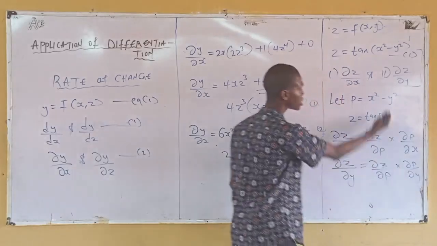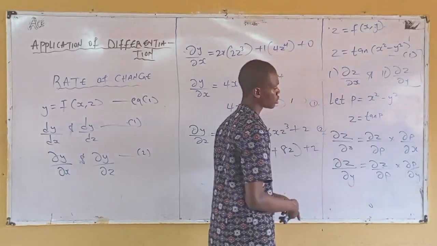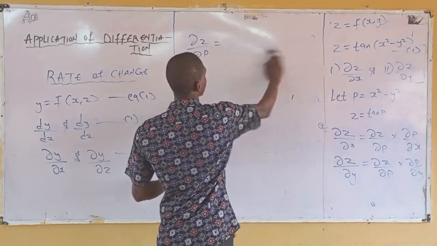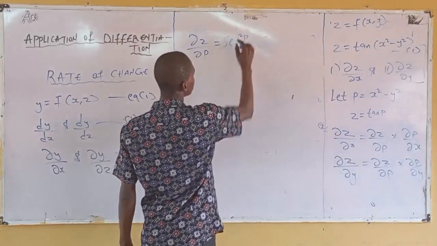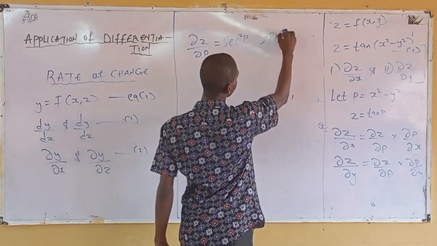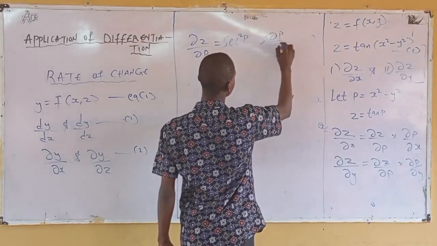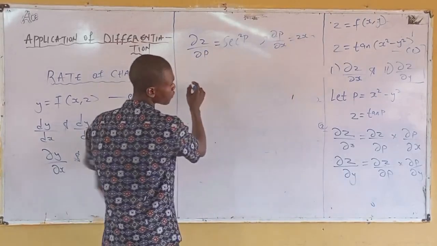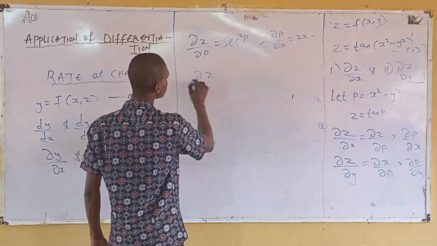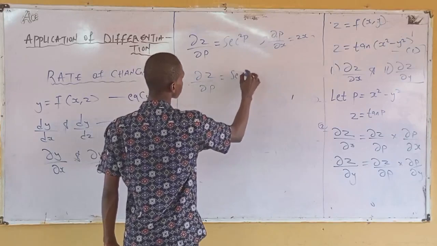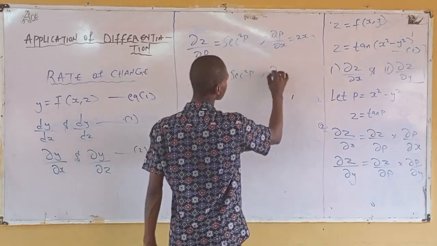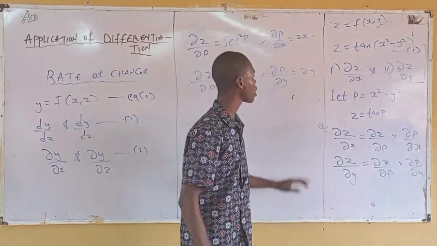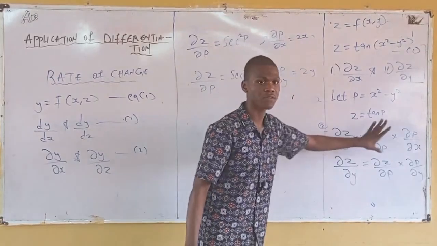Similarly for this. Now let's obtain the unknowns. The derivative of z with respect to P, what do you call it? Sec squared P. Then the partial derivative of P with respect to x, that's what? That's 2x. Then for the second one, the partial derivative of z with respect to P is sec squared P. Then the partial derivative of P with respect to y. So you can compute the value of these unknowns into the first derivative and the second derivative.